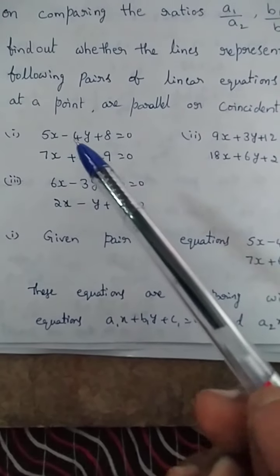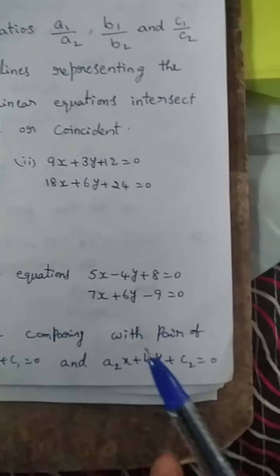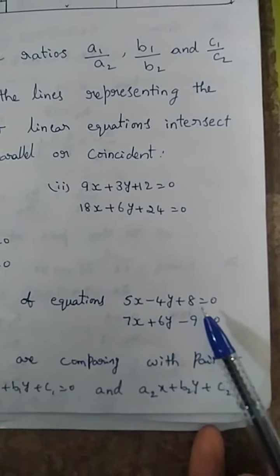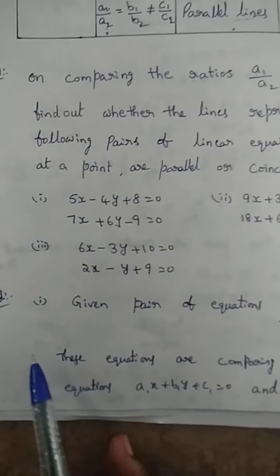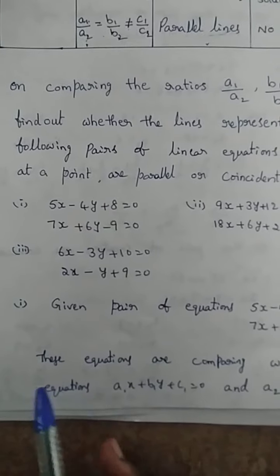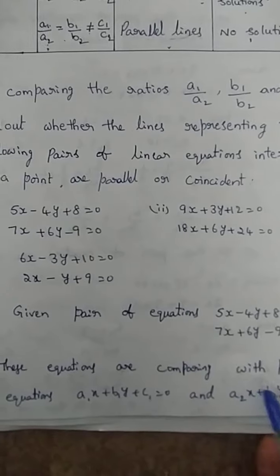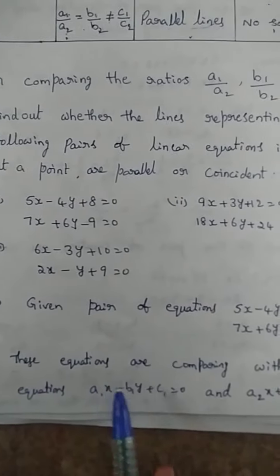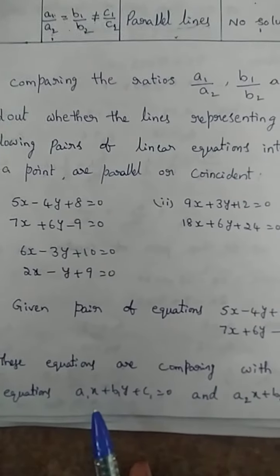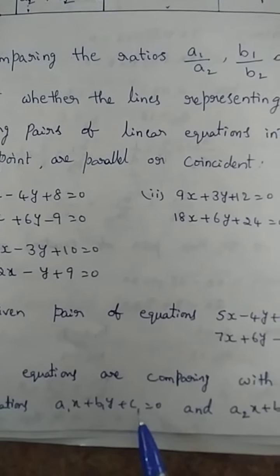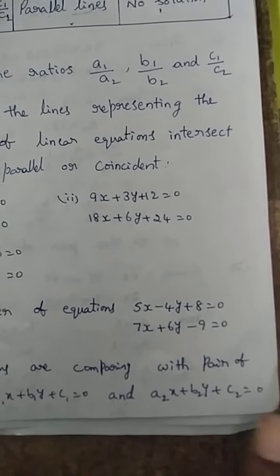This is the first question. 5x minus 4y plus 8 is equal to 0, and 7x plus 6y minus 9 is equal to 0. First, I write them as they are. The given equations are compared with the general form of linear equations: a1x plus b1y plus c1 is equal to 0 and a2x plus b2y plus c2 is equal to 0.